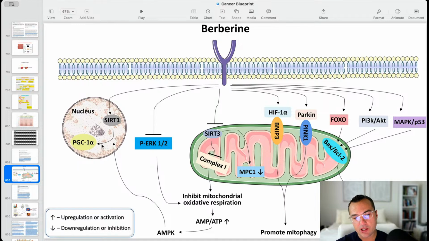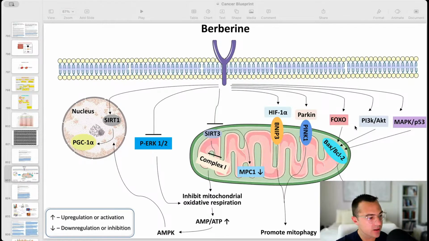What I'll also say is it has a positive effect on PGC1 alpha. It doesn't actually say it here in this graph, but PGC1 alpha is the main stimulator of mitochondrial biogenesis, the making of new mitochondria. It also has effects on other systems, PINK, Parkin, FOXO, PIK3, AKT.